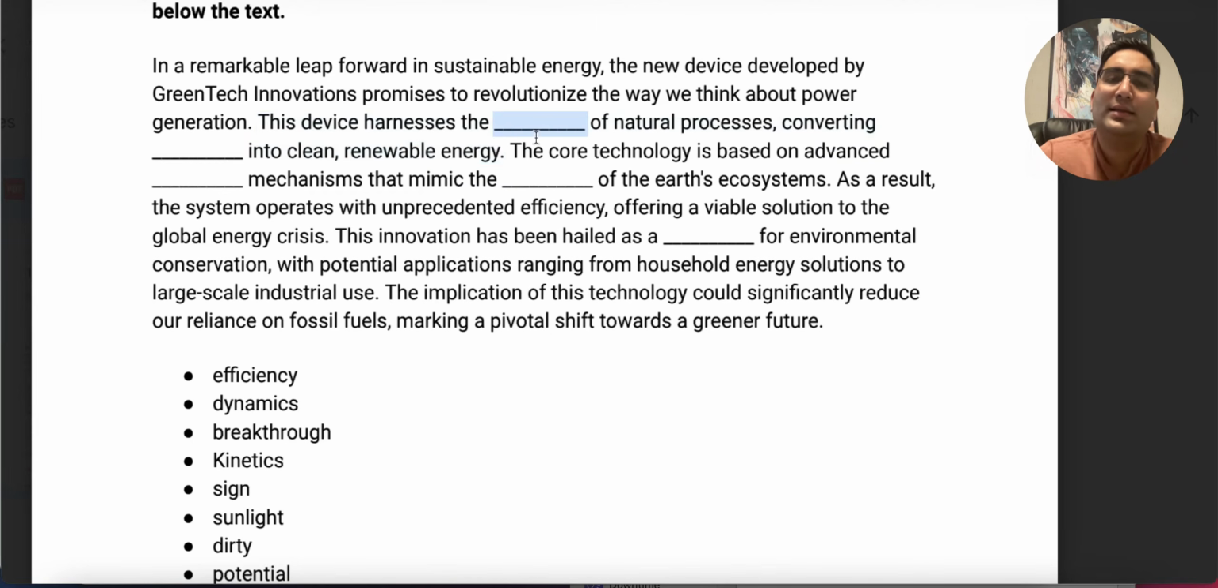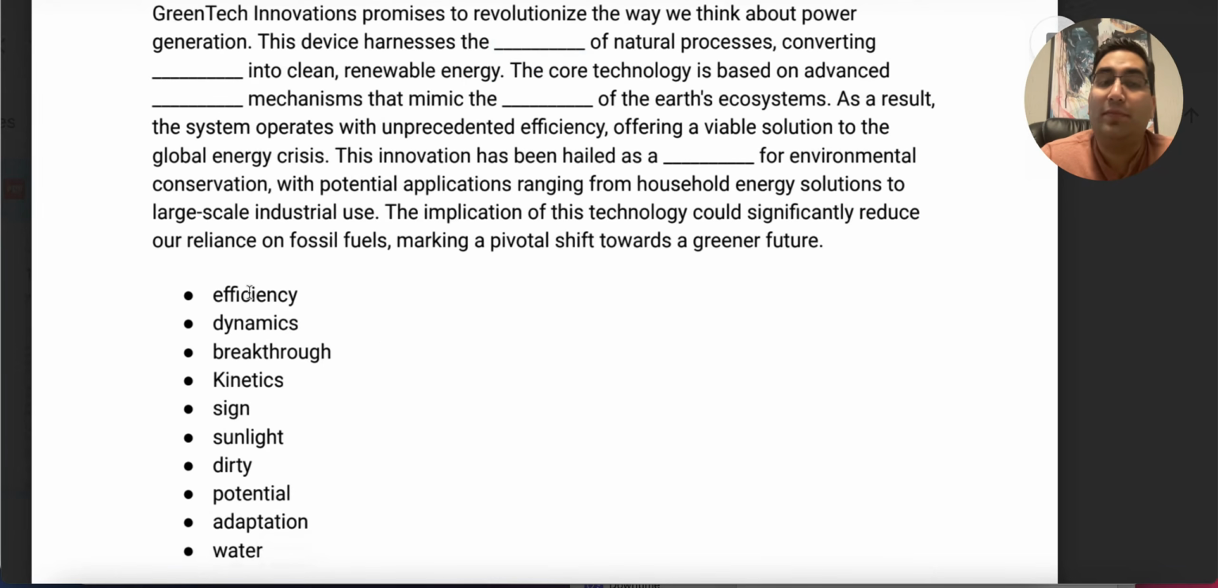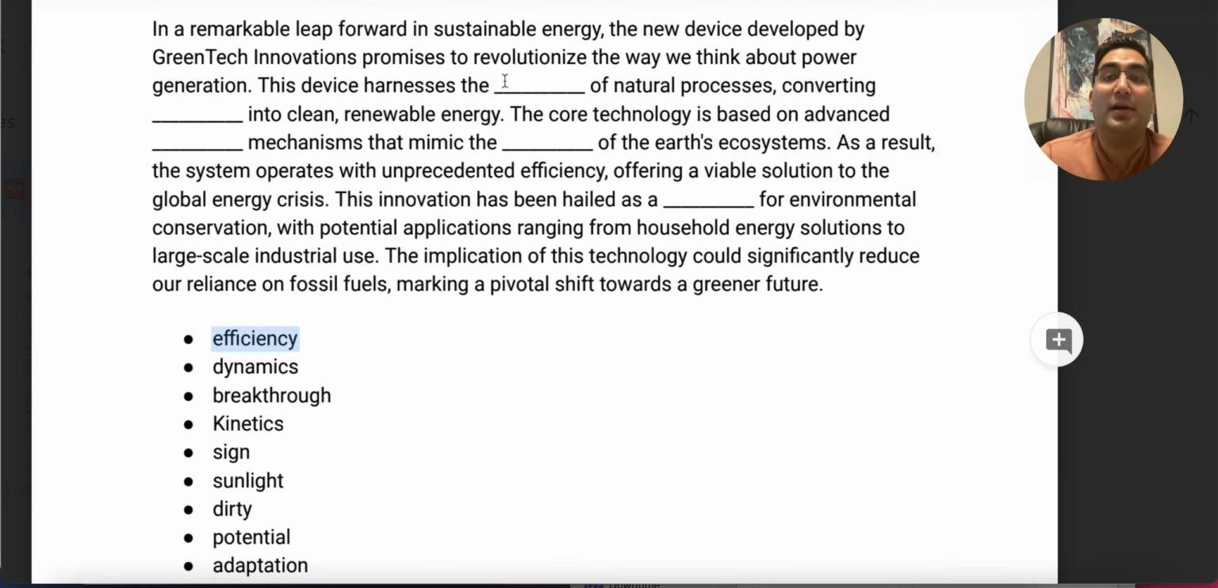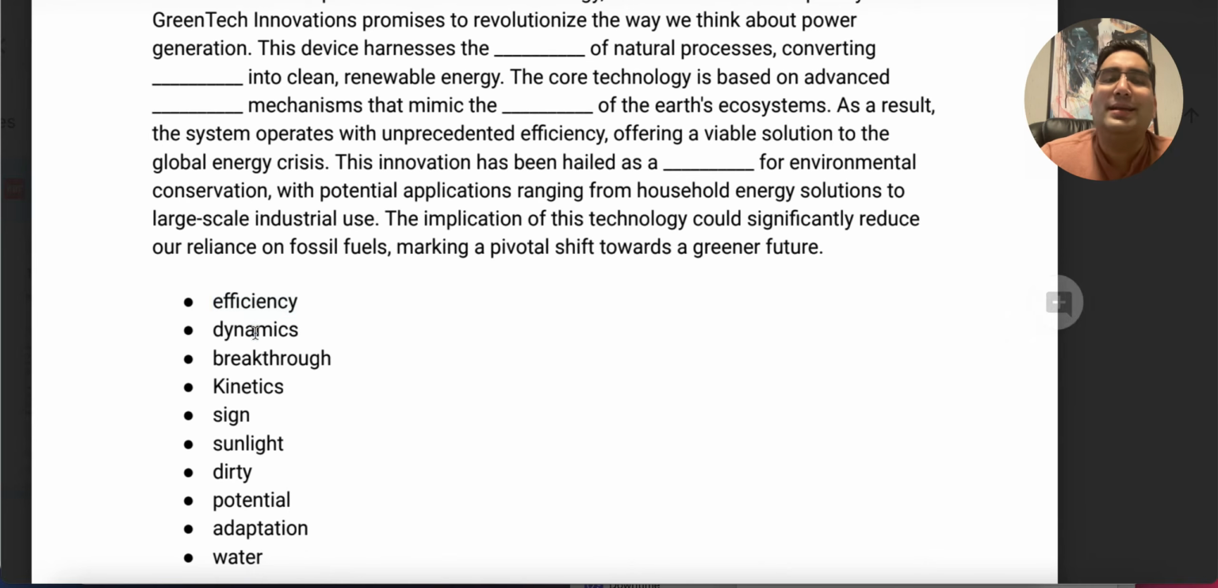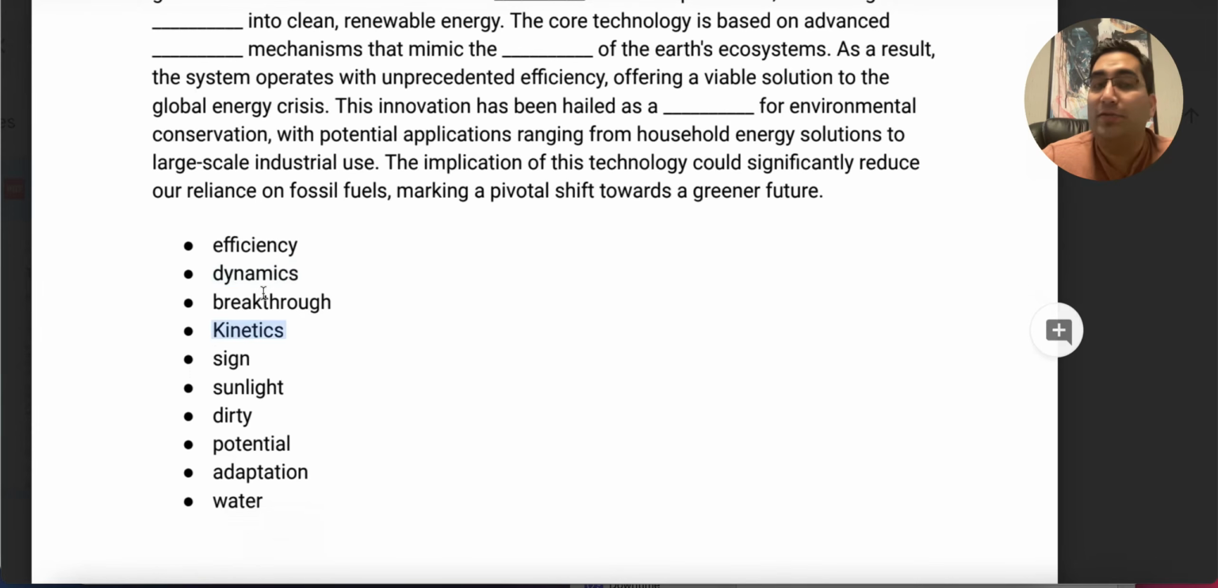So when we harness something, we would use the basic version of it or the starting point of it. And what I'm thinking is efficiency cannot be harnessed. Efficiency is you have good efficiency or bad efficiency. You cannot really use it. Dynamics are the normal workings. You cannot use normal workings and make them better. That's just, it looks like a day-to-day process. That doesn't make too much sense here. If you talk about the kinetics, very similar to dynamics, you cannot again use it and make it better. Remember, we're harnessing and making something better.